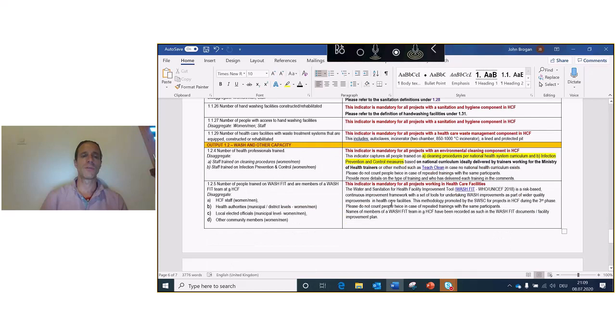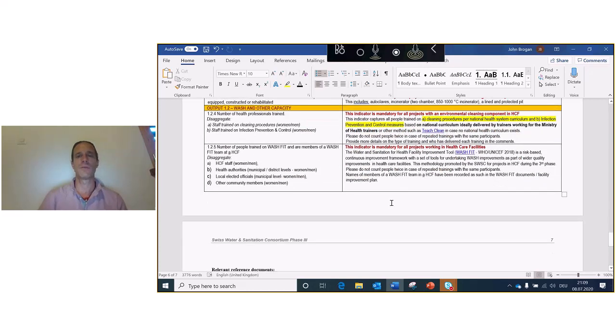In terms of WASH and other capacity, we talked about the environmental cleaning and training. So for training, we'd like to know the number of health professionals who are trained. This includes cleaners, regardless of the level of literacy that they have. So there could be 2 types of training, a basic level training for cleaning, and then a broader level of training for infection prevention and control.